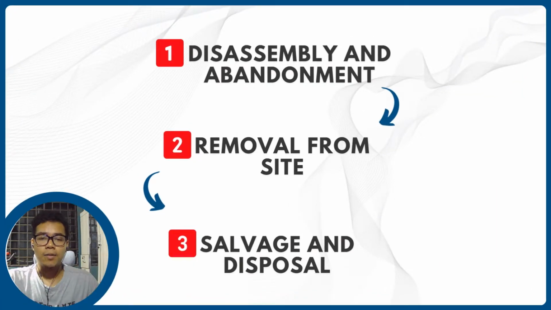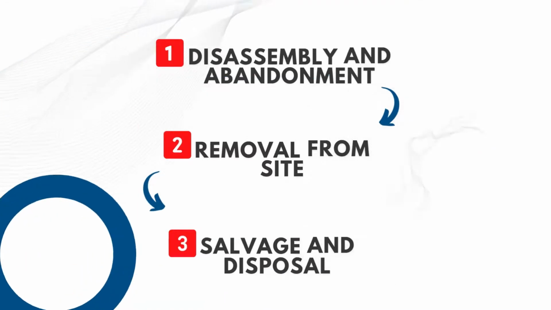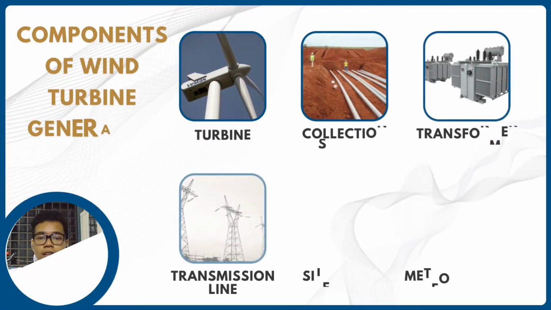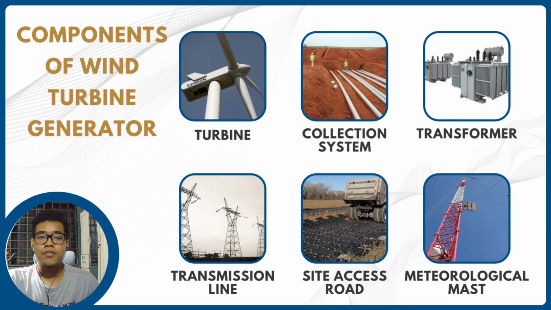So in this decommissioning, we have three main processes involved, which is disassembly and abandonment, removal from sites, and salvage and disposal. In all of these three processes, we have 6 different components, which is turbine, corrosion system, transformer, transmission line, site access road, and meteorological mast.